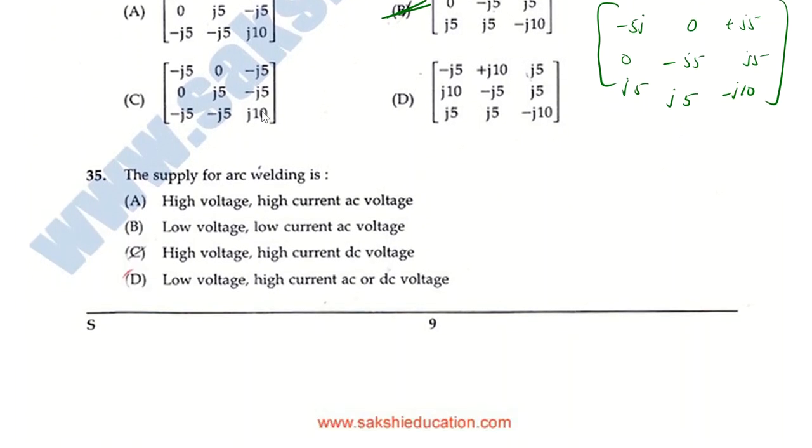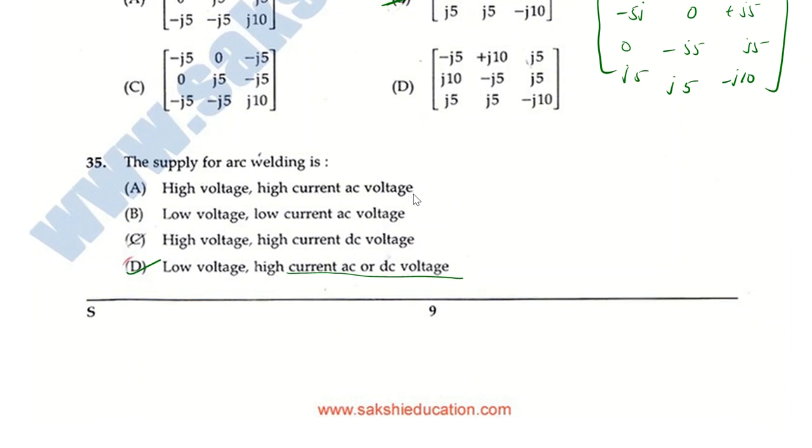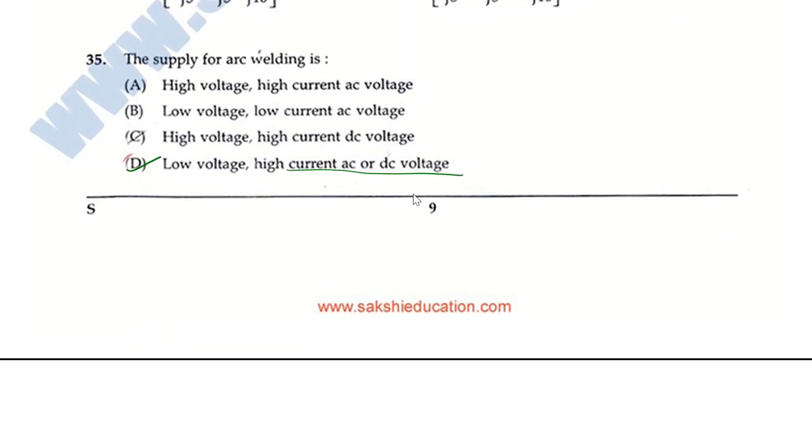The supply for arc welding is, generally, arc welding will have a low voltage and high currents, either DC or AC voltage. Generally AC current is preferred for high current, and in some cases you can use DC also. So the answer will be low voltage, high current, AC or DC voltages.